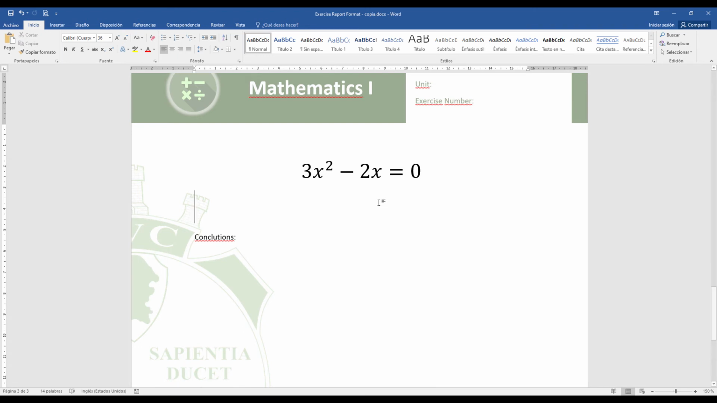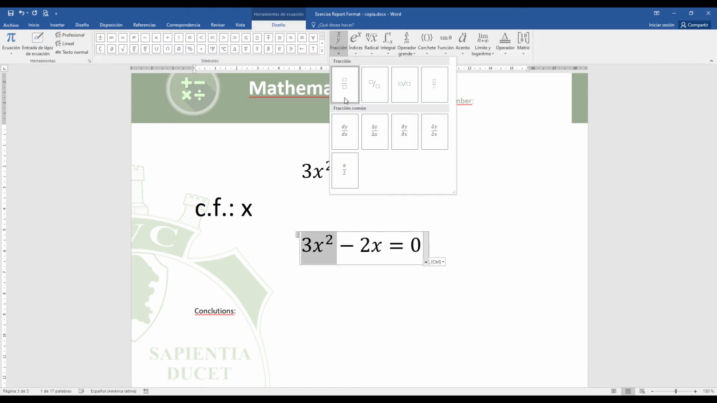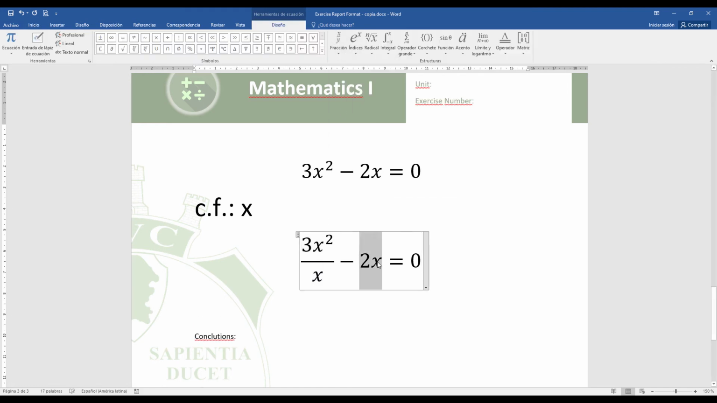Now the last one is not a trinomial, so you need to look for a common factor. Again, you need to look for a variable that is present in both terms. In that case it is x, and you look for the lowest exponent, which in that case is 1, and you look for a coefficient that divides 3 and 2, and it's 1. So in that case this is the common factor here. You only need to divide every term by x.